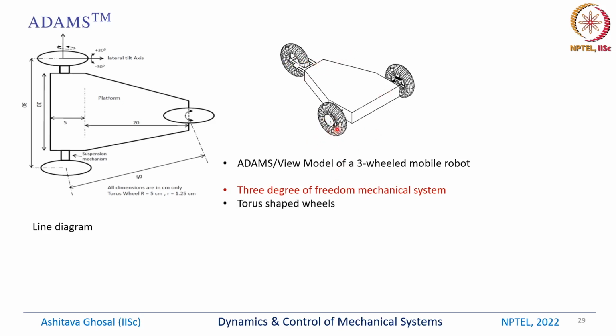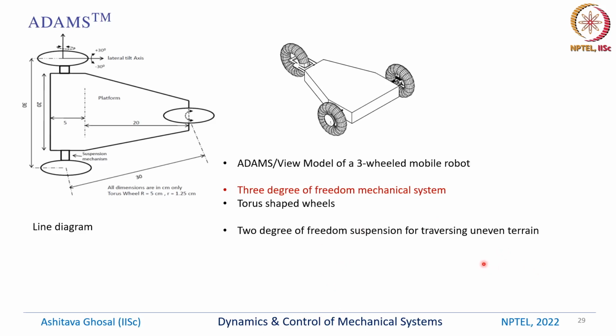These wheels are torus shaped, okay, because why? We wanted it to be tilting sideways. Okay, so there is a lateral tilt which is possible of plus minus 30 degrees. And in order to accommodate this lateral tilt and also go over uneven terrain, you need a 2 degree of freedom suspension.